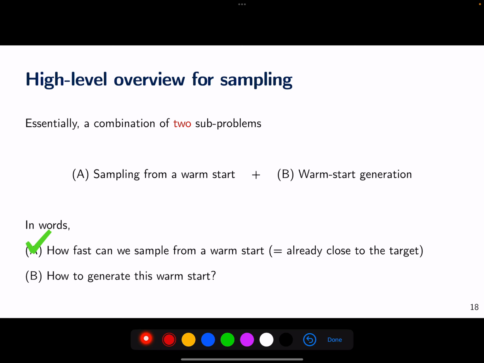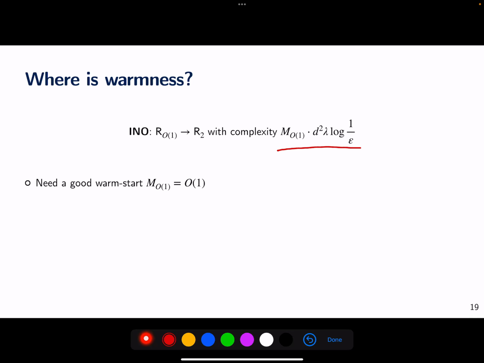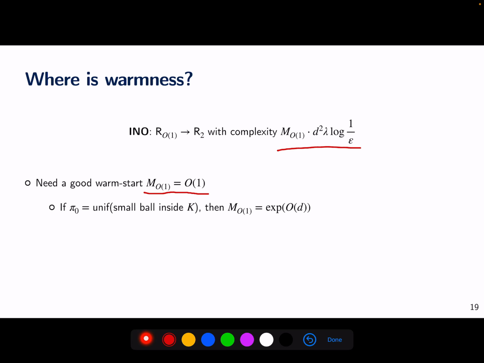Yeah, and then so far we have talked about the first problem, how can you sample from a warm start, and we just finished it. Now let me move on to the second part, how to generate those warm starts. So in-and-out's complexity now is this. And in order to get some polynomial complexity bound, we need a good warm start, which means M should be small enough, like O(1).